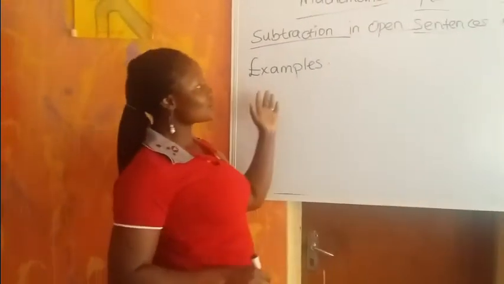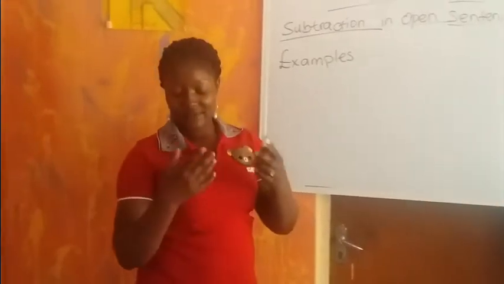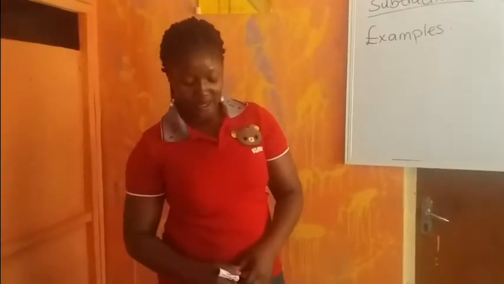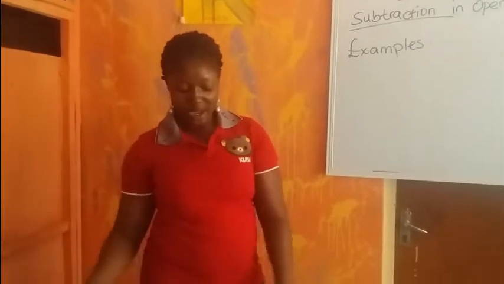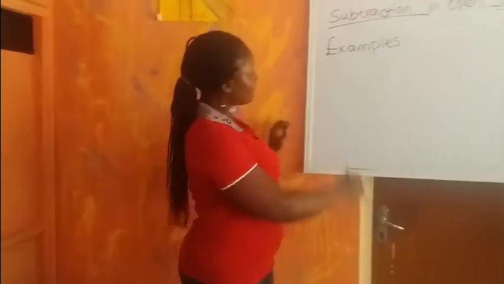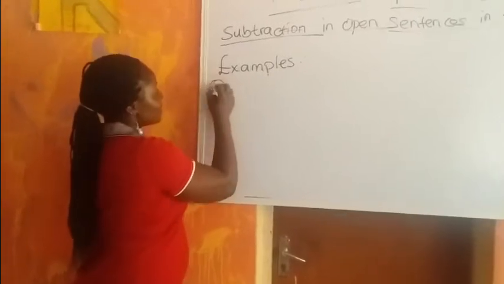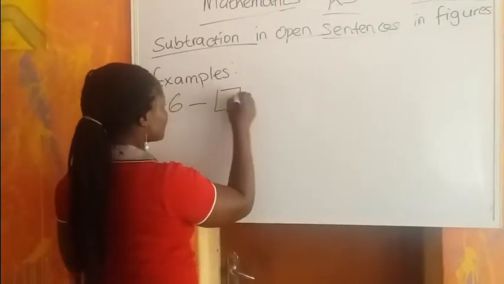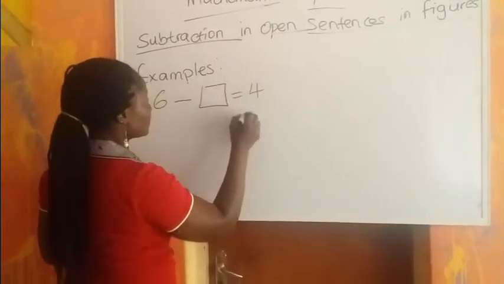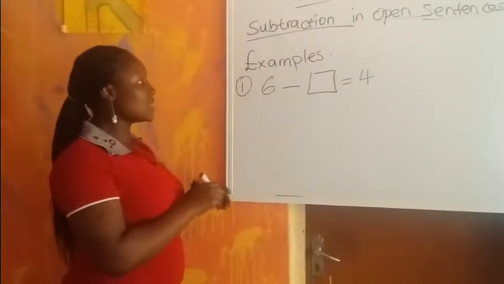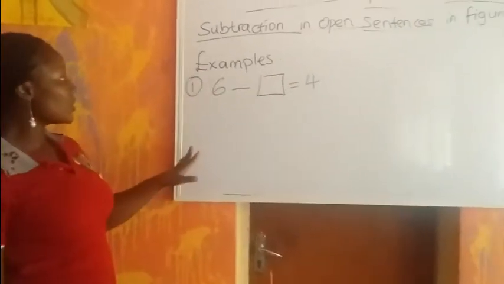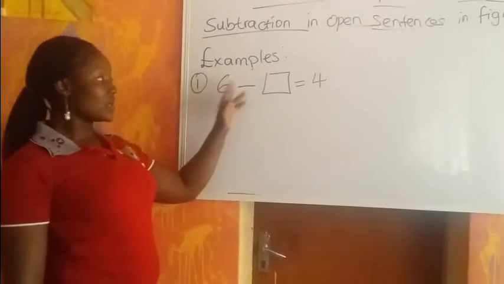So, subtraction in open sentences. In figures, we'll be dealing with the numbers now. For example, we have 6 minus blank is equal to 4. So what are we going to take away from 6 to give us 4?